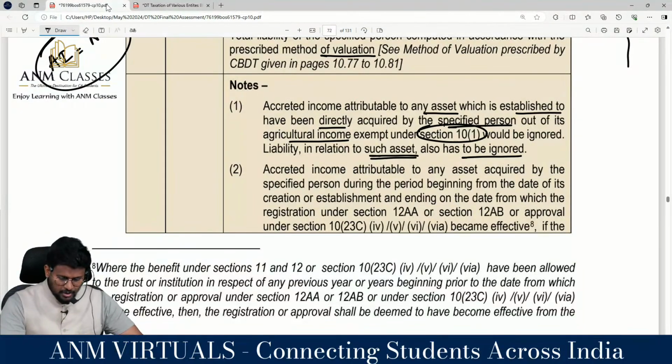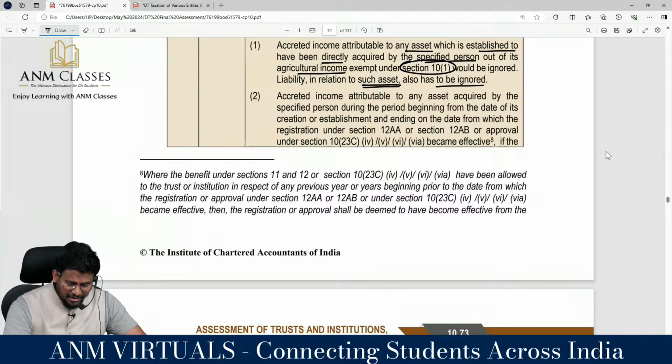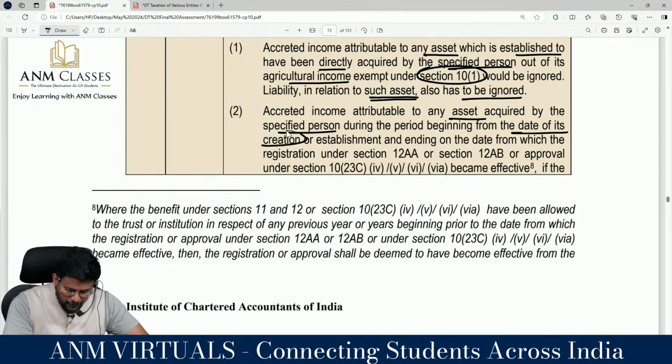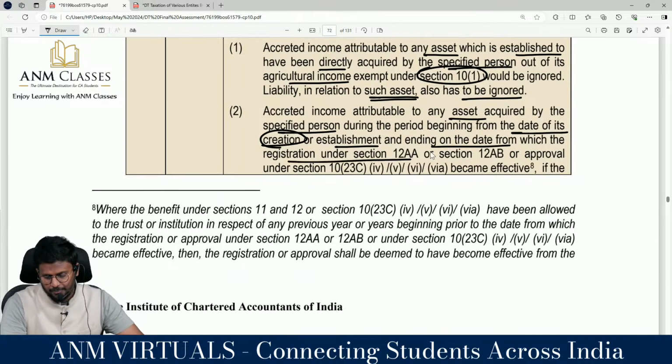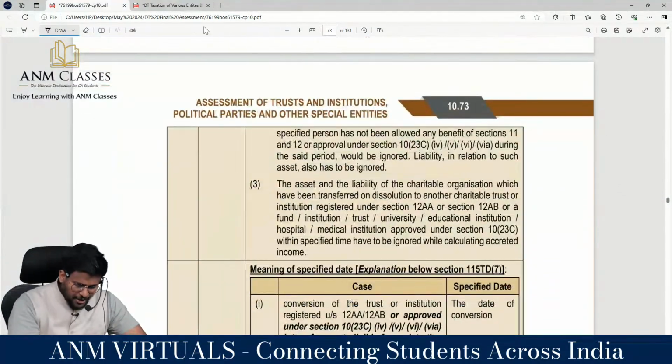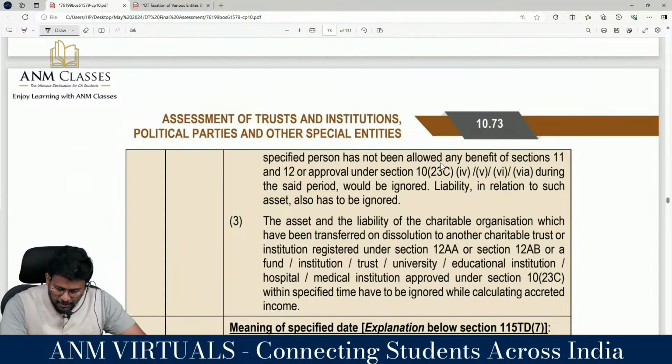Number 2, accreted income attributable to any asset acquired by any person during the period beginning from the date of its creation or establishment and ending on the date from which the registration under 12A or 12AB or approval under 10(23C) series becomes effective, if the specified person has not been allowed any benefit under section 11 or 12 or approval under 10(23C) series during that period, said period would be ignored. Liability in relation to such asset has also been ignored.